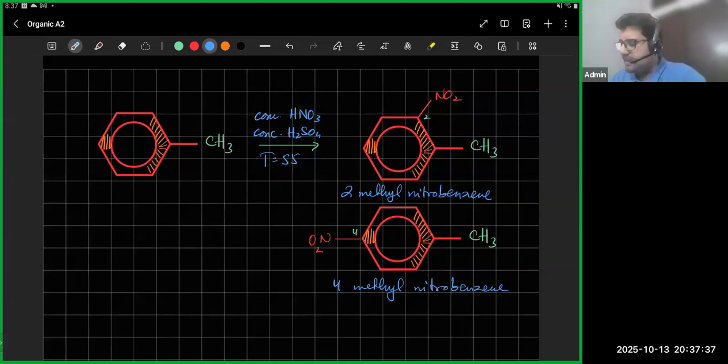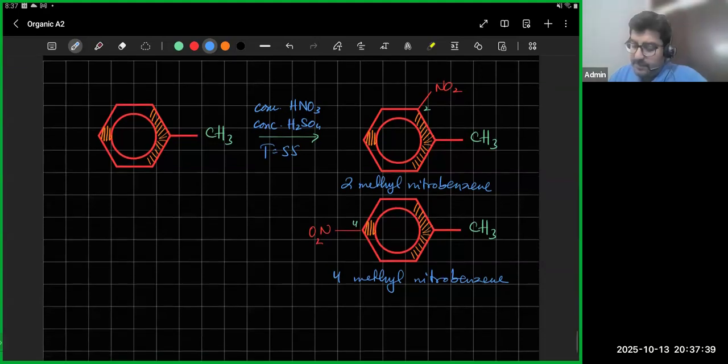Nitro has a higher precedence, which is why this one is called nitrobenzene. Nitrobenzene has the nitro, and there are two groups, so you call it nitrobenzene, and methyl is the one whose position you're going to name.